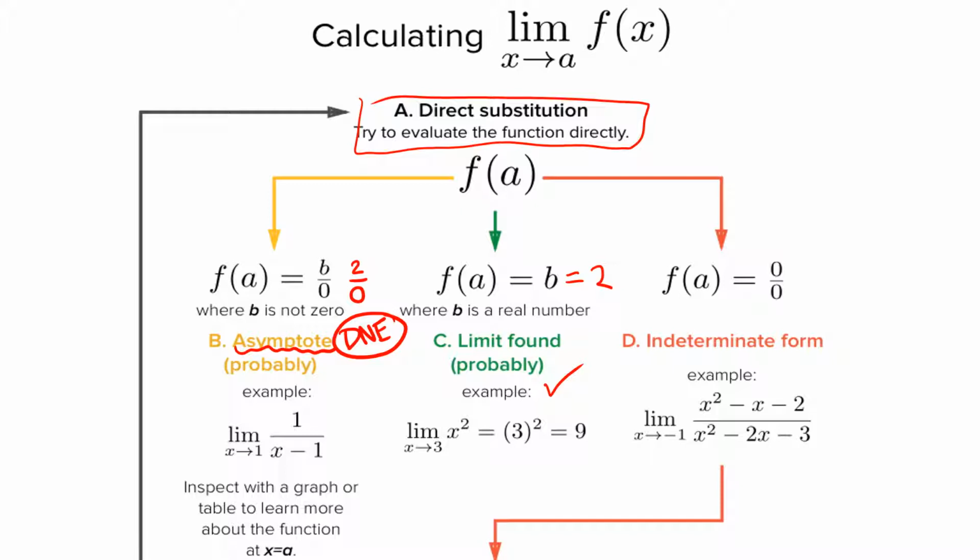That's our favorite. And then the most difficult: if you plug it in and we get 0 over 0, that means we are not done yet. 0 over 0 means that we have a hole in the graph, or in other words, a removable discontinuity, which means we have more work to go.